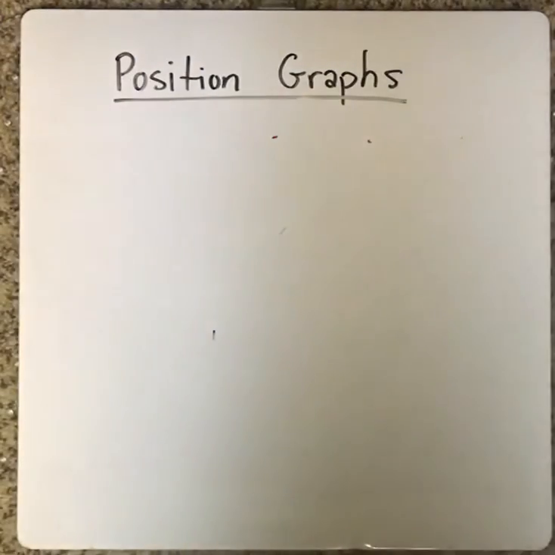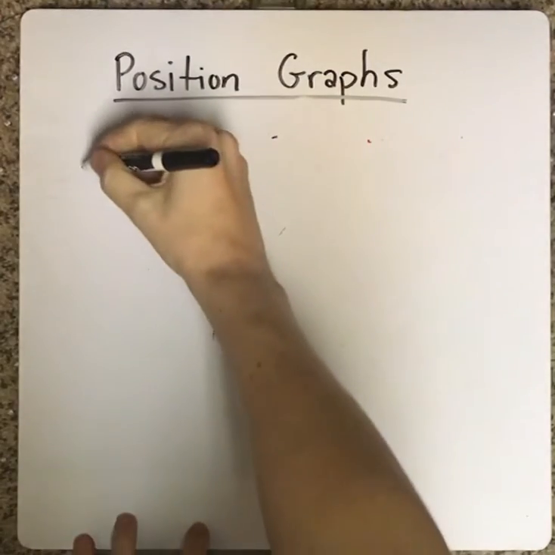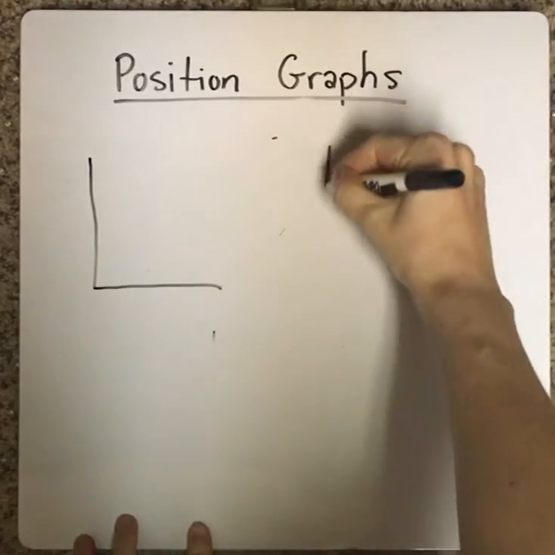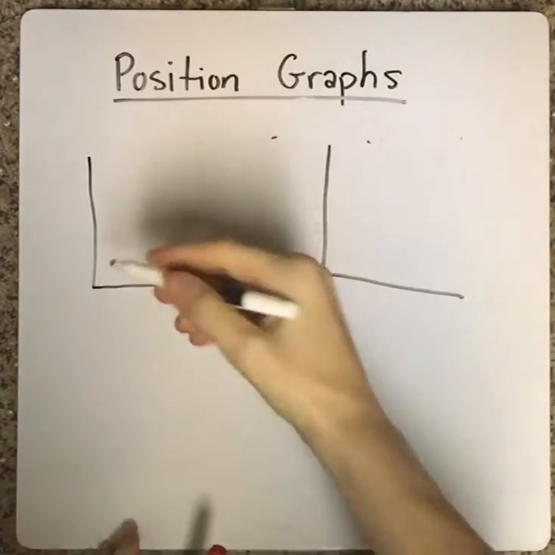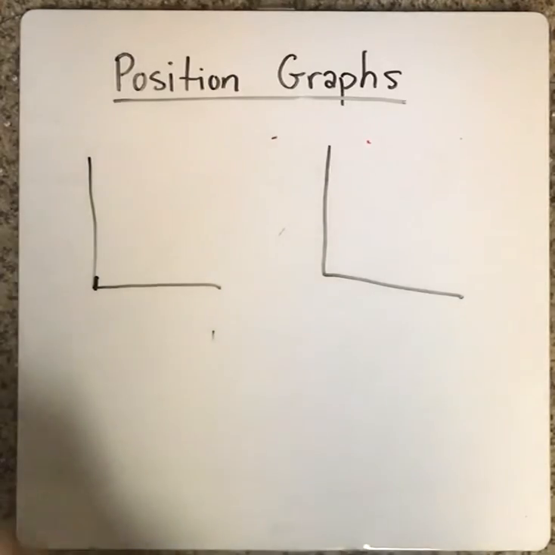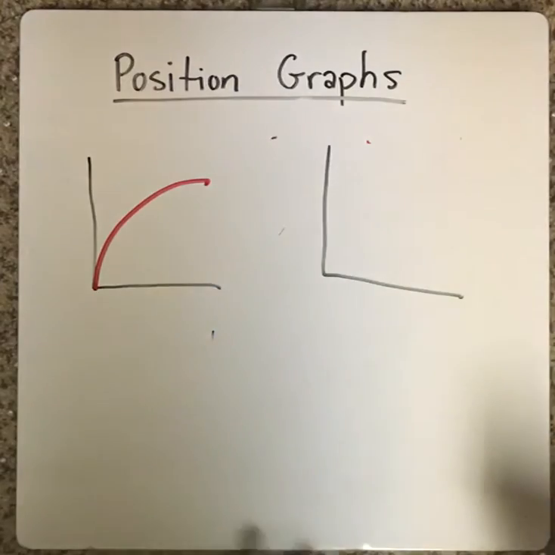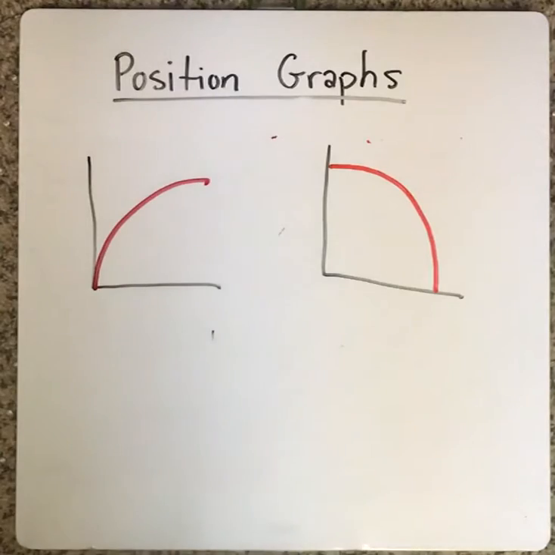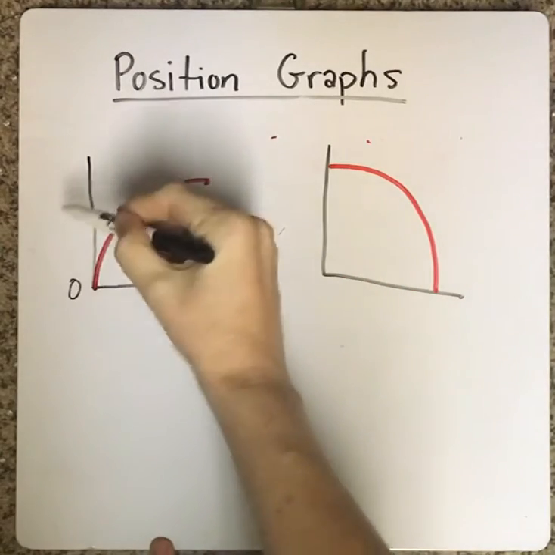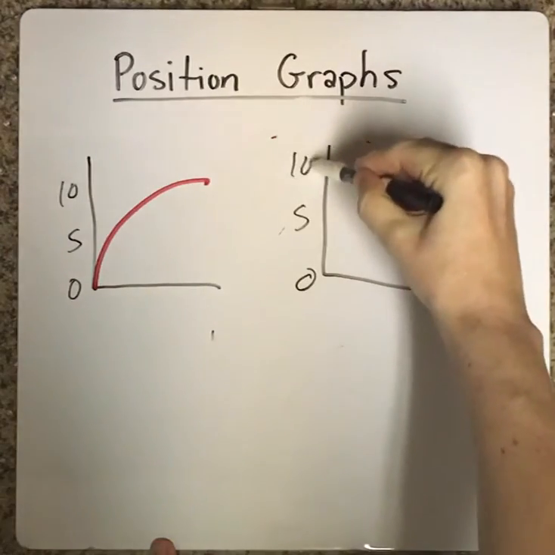Let's look at a couple curved graphs because this is where students tend to have more trouble. So I'm going to draw position graphs that instead of being nice straight lines, they are going to bend. So here's one. And here is another one. All right, I'm going to put some numbers on the side. So 0, 5, 10, 0, 5, 10.